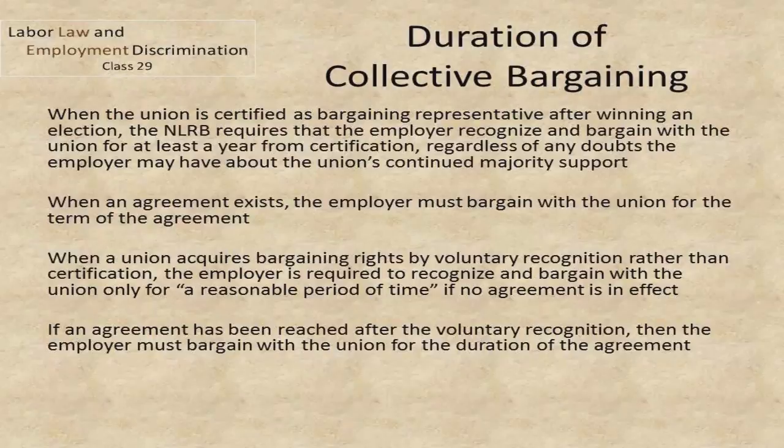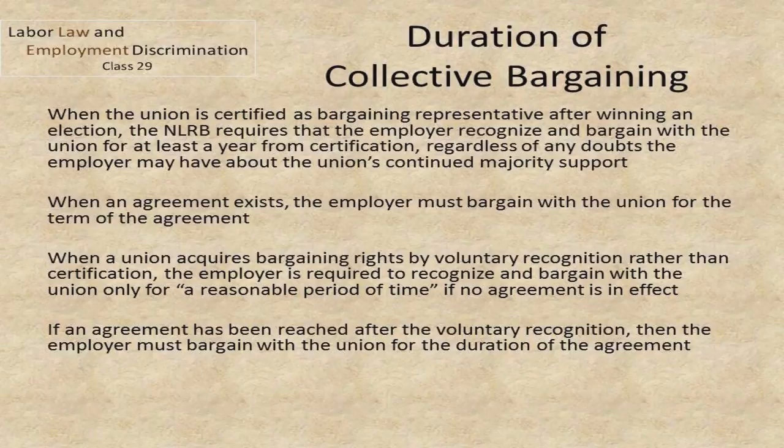When the union is certified as a bargaining representative, the NLRB, the National Labor Relations Board, requires that the employer recognize and bargain with the union for at least a year from certification, regardless of any doubts the employer may have had about the union's support. All right, so they have to do it for at least a year. When an agreement exists, then the employer must bargain with the union for the terms of the agreement. For instance, many times when you have a collective bargaining agreement between the employer and the union, it specifies exactly how long you have to negotiate, and there's a period of time. And if the agreement provides that period of time, you have to follow that period of time, all right?